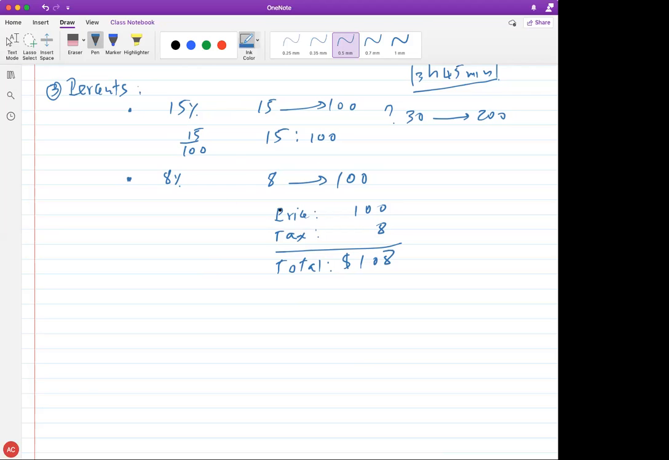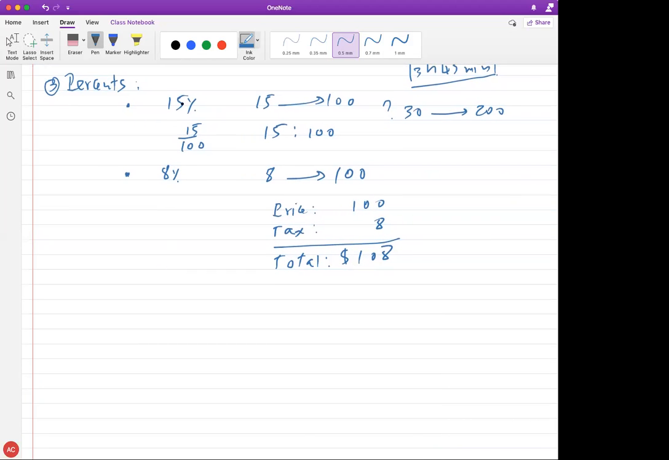Okay, so this is the idea of a percent. It's just something out of $100, or 100 people, 100 countries, whatever the math is all about. So it's just a ratio, basically.